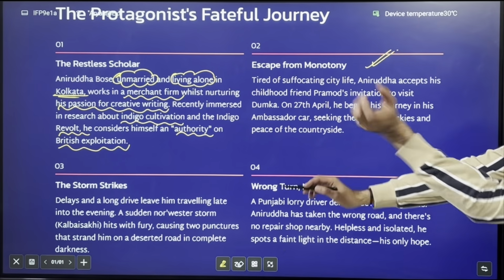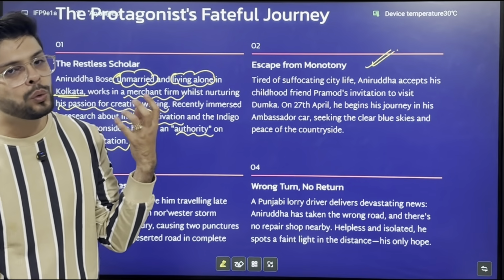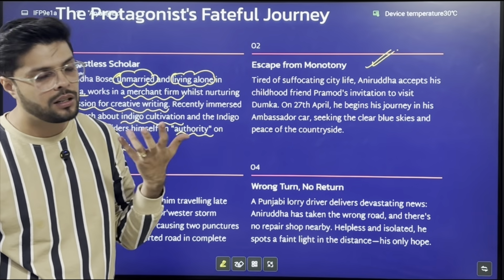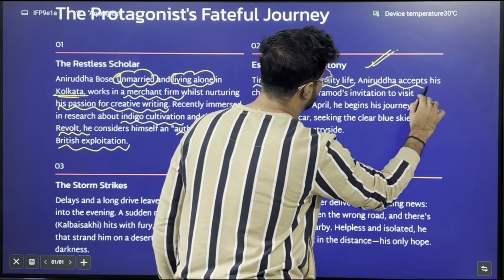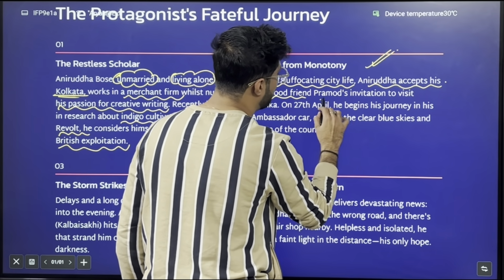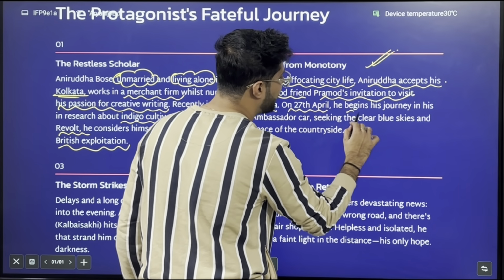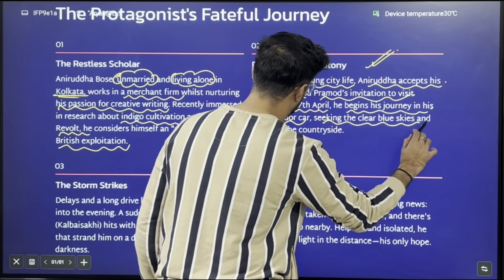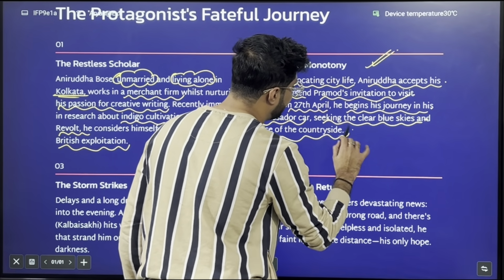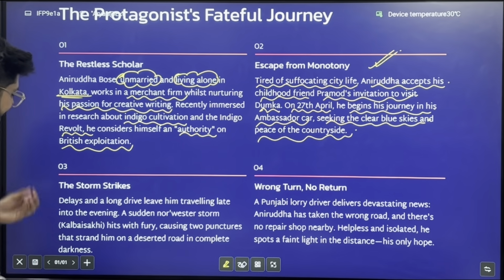Then there is an escape from monotony. It is his boredom which clutches him, and therefore he decides to take a break from his mundane life. Tired of suffocating city life, Aniruddha accepts his childhood friend Pramod's invitation to visit Dumka. On the 27th April, he begins his journey in his Ambassador car, seeking the clear blue skies and peace of the countryside. And then all of a sudden, the storm strikes.